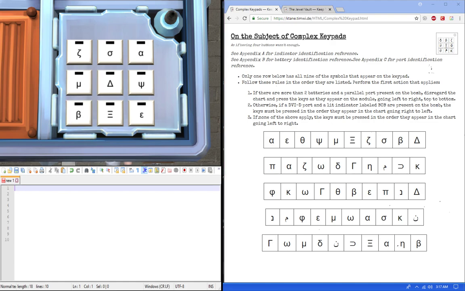So, I would read out, okay, zeta, sigma, alpha, mu. Then I'll look for these 4. So, find zeta.